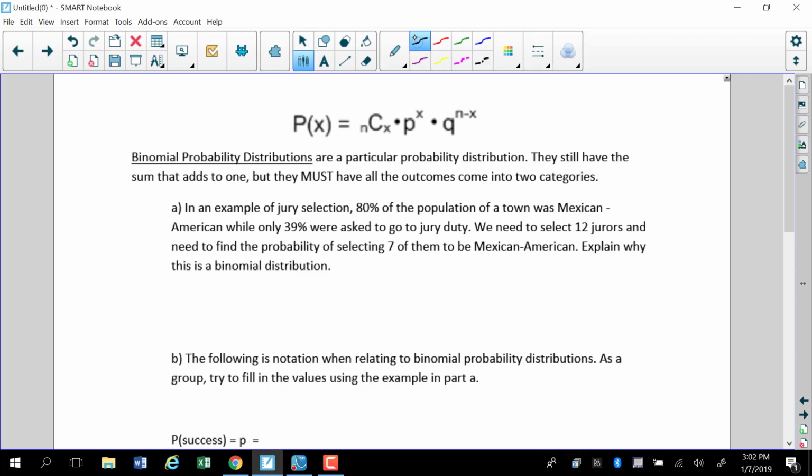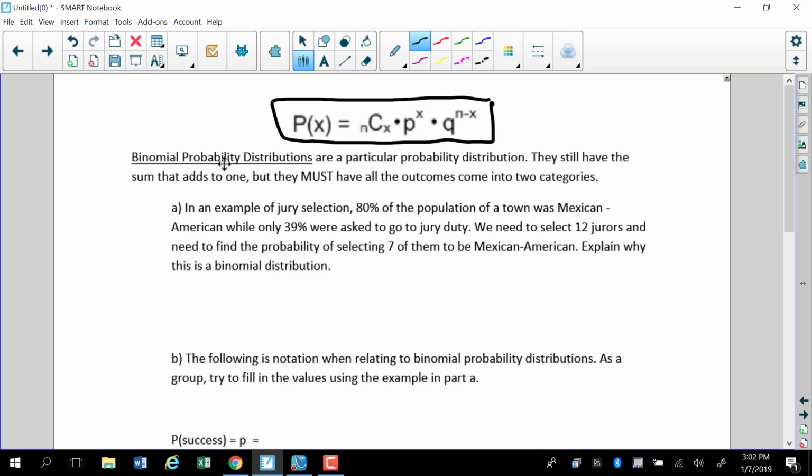All right, welcome to the section on binomial probability distributions. This is a formula that you can see in a couple different forms. If you took Algebra 2 last year, you might have seen it in a slightly different form. We're going to use this form, and I'll make sure that we walk you through all parts of the process.